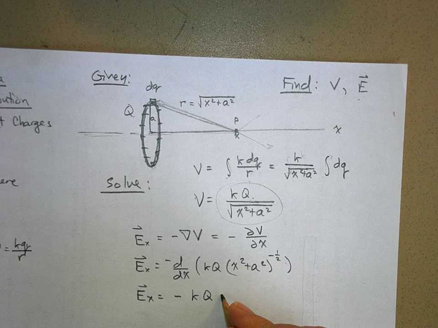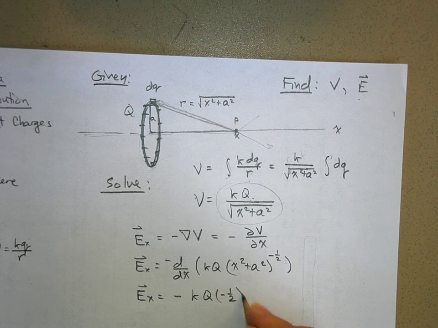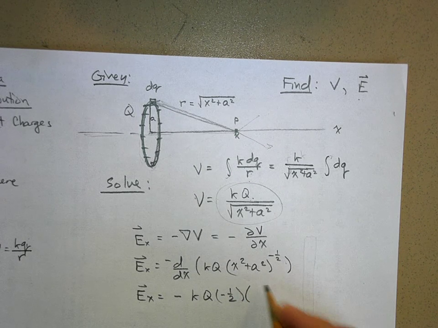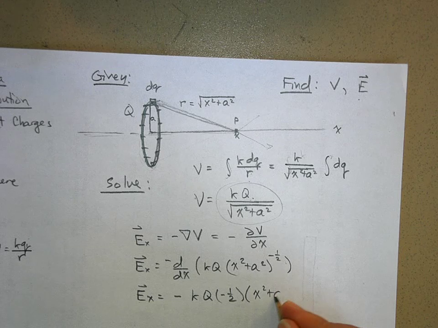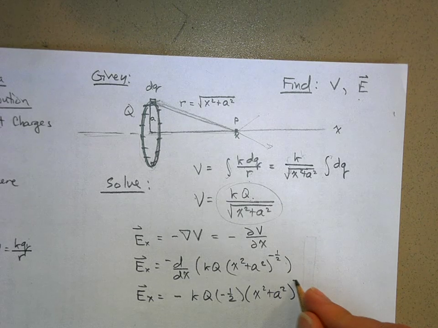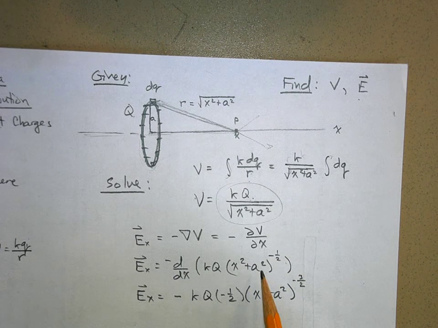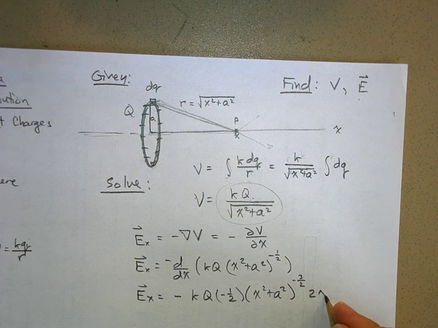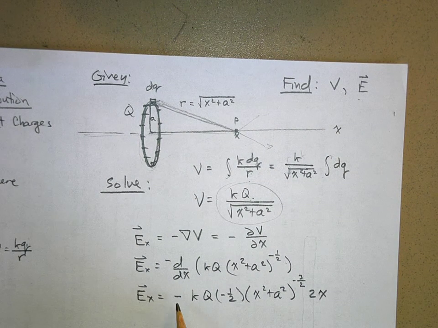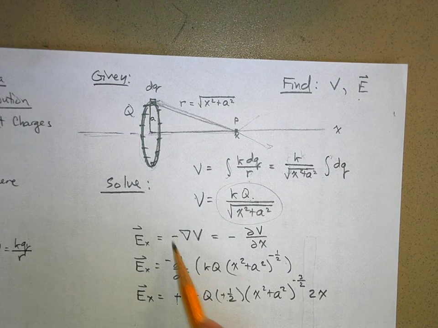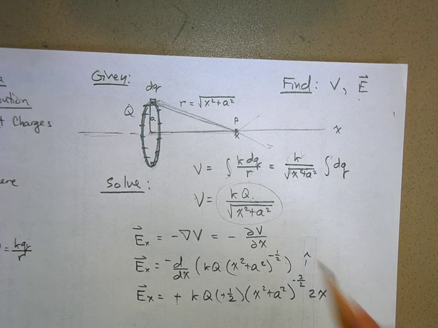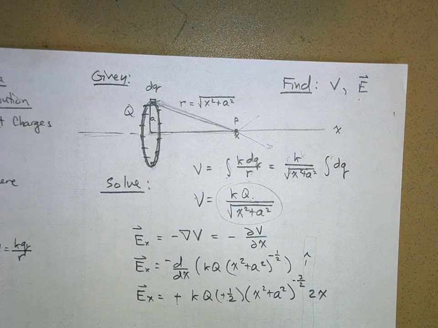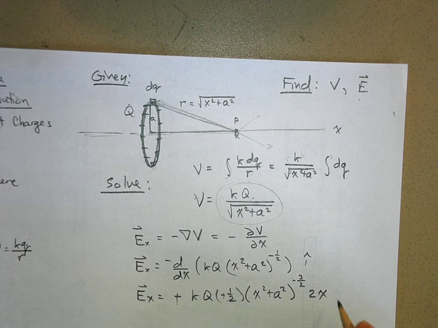It's going to be negative 1/2 times x squared plus a squared to the negative 3/2 power. And then I'm going to take the derivative of the inside part, which gives me 2x. Now the negative cancels the negative. Oh, and when you use this del, it's all going to be in the i hat direction. It gives you the vector back. Okay, it gives you a vector from a scalar. So we'll put the i hat there.